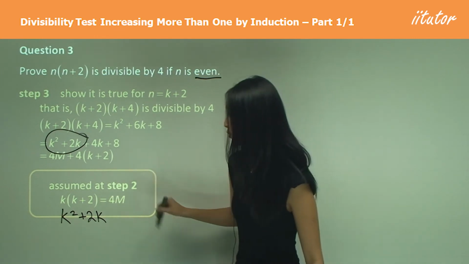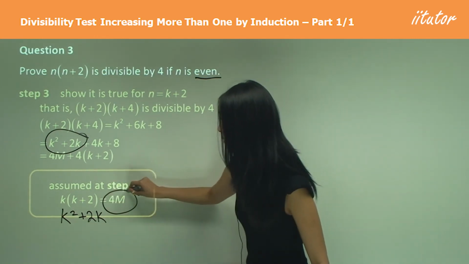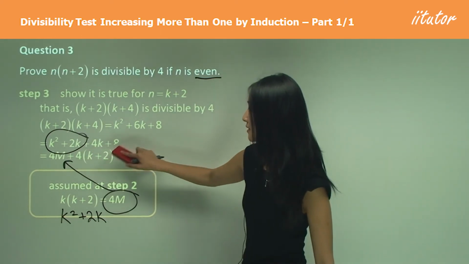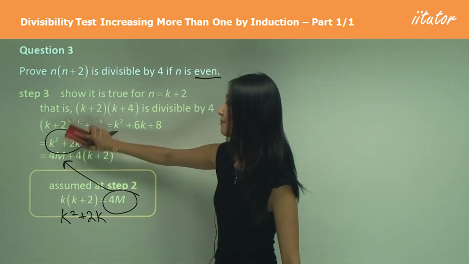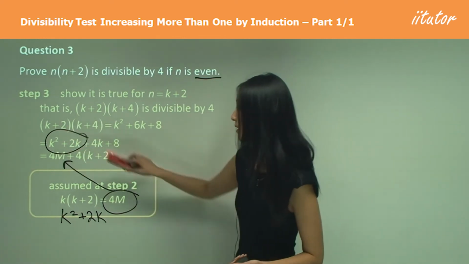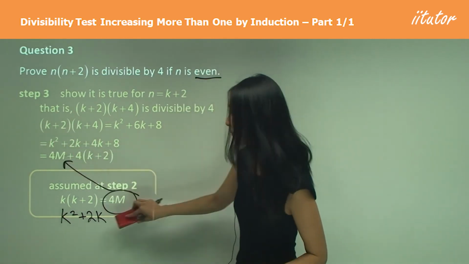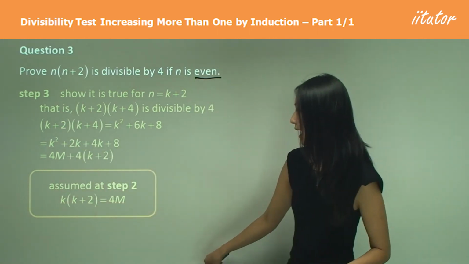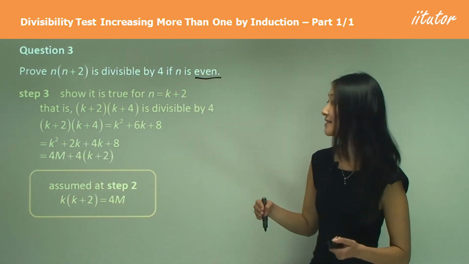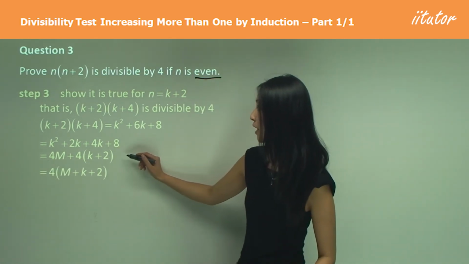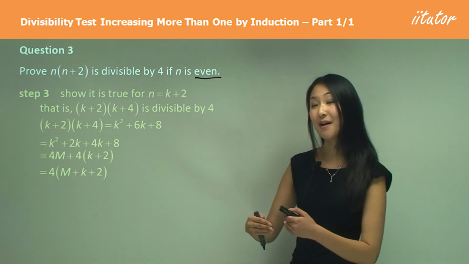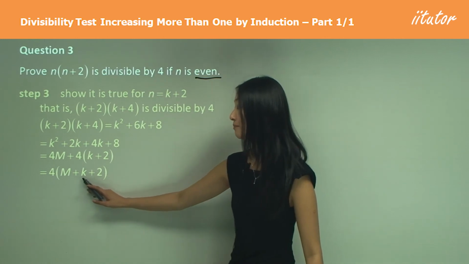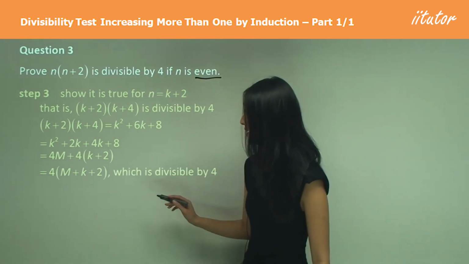And now this k squared plus 2k, I'm just going to substitute 4m for it. Can you see how I've done that? I've separated the 6k into 2k and 4k, and now I've made a k squared plus 2k, which I can substitute for 4m. So now I have 4m there, and I have 4k plus 8 there. So I can just expand that, so it becomes 4m plus 4k plus 8, and that means I can factorize 4 out of that, and that leaves me with 4 times m plus k plus 2, which is divisible by 4.